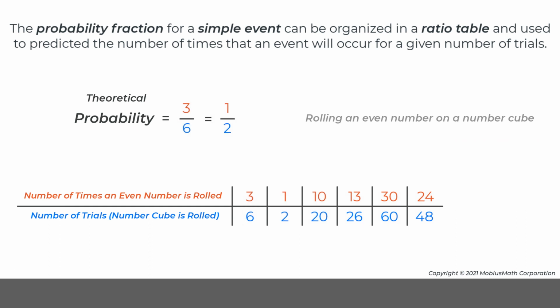If a number cube is actually rolled a given number of times, the actual number of times a specified event occurs does not have to exactly match the theoretical prediction.